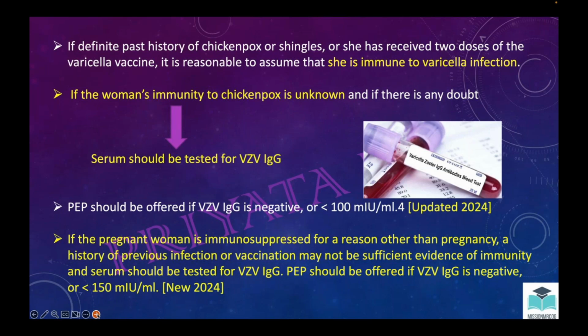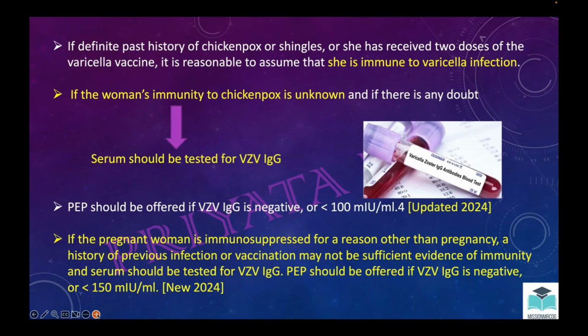Then this is again a new update in the guideline. Previously, they were checking whether the immunoglobulins like IgG is present or not. If it was present, then they used to reassure. Otherwise, they would give post-exposure prophylaxis. But now they have given us a number. So if the patient has varicella zoster IgG either negative or less than 100 international units per ml, in that situation the patient would be at risk and we have to offer her post exposure prophylaxis.